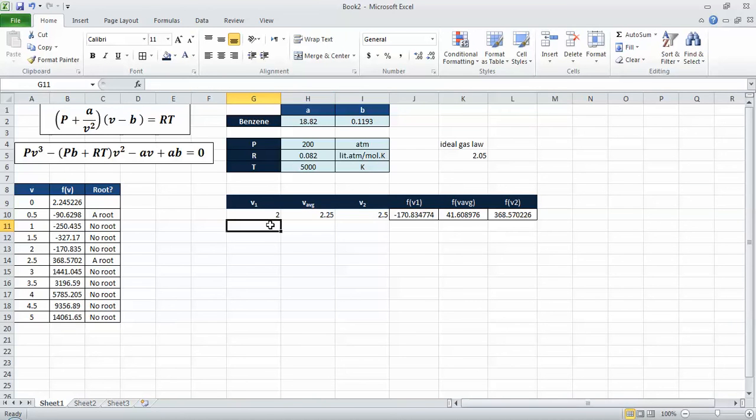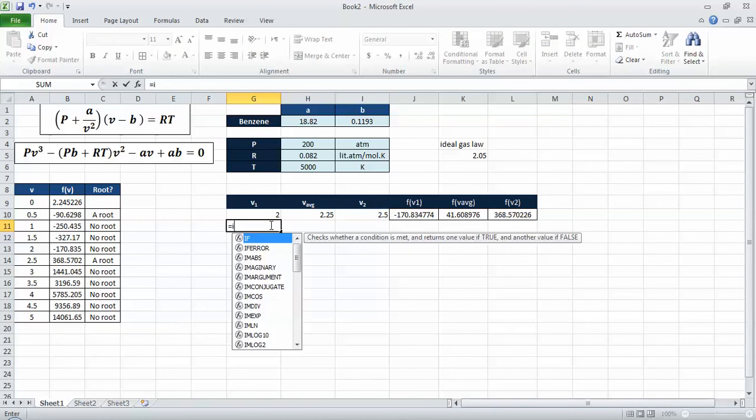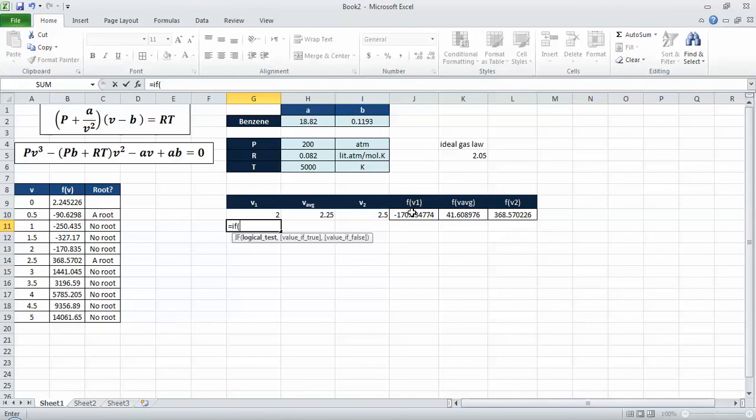And now we come to the if condition. This is the most critical part of the Excel sheet, which is doing the if conditional the right way. So I'm going to say if this multiplied by this is greater than 0, which is the case now, then we know that the next v will be somewhere between v1 and v average. So I want this cell to be this, otherwise I want it to be v average.